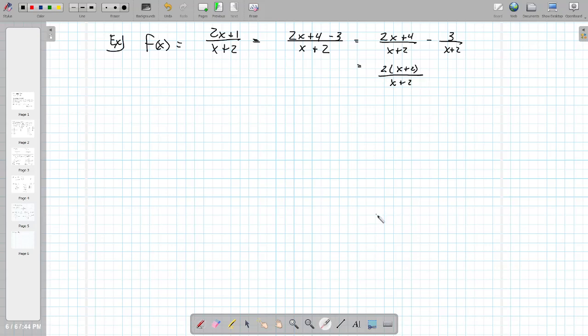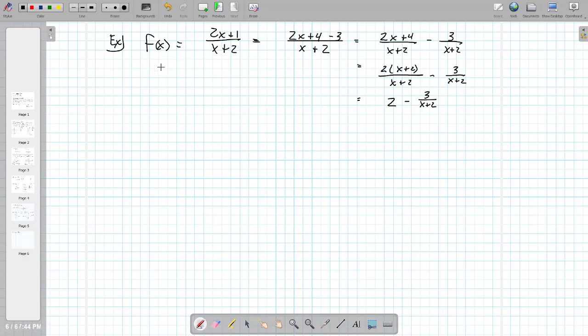So hopefully you now see why I added 3 here. It was so that I could get a multiple of x plus 2 on the top and bottom so that when I cancel, I end up with 2. I still have my minus 3 divided by x plus 2. And this, of course, reduces to 2 minus 3 over x plus 2. Now, looking at this, hopefully you can see that it is actually a manipulation of 1 over x.